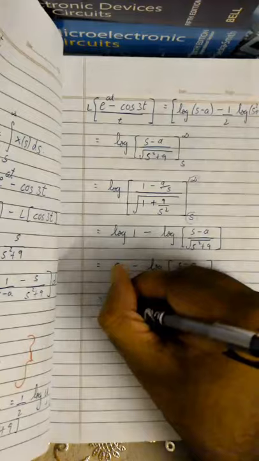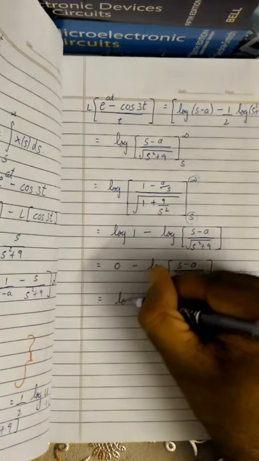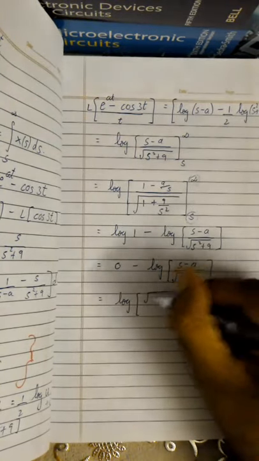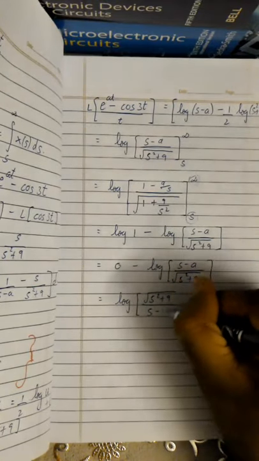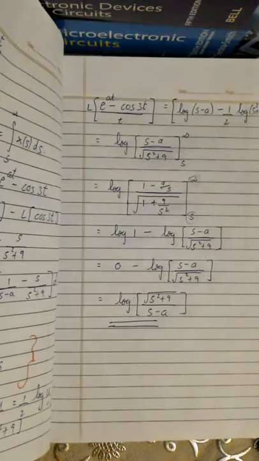And this is nothing but the reciprocal of this. If you want to remove the log and the minus sign, you should simply take the reciprocal. So this is your answer: root of s square plus 9 by s minus a. Okay, this is your answer.